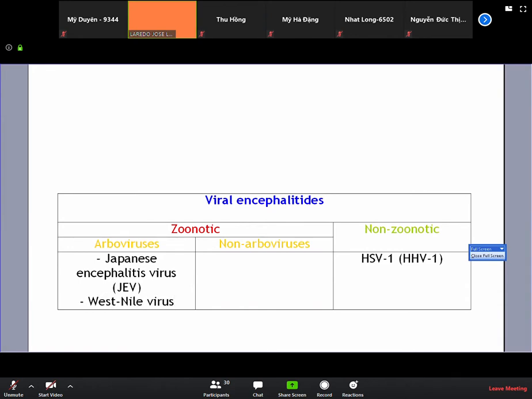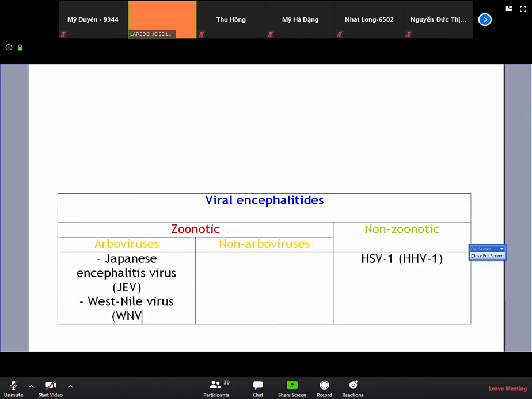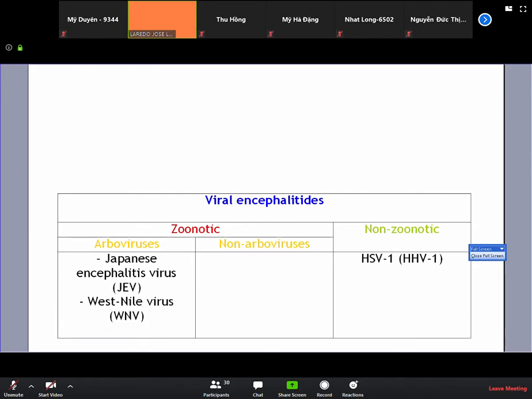This is also found here, but not very common. West Nile virus. This is another flavivirus. And we have others, we have a lot. What about non-arboviruses?